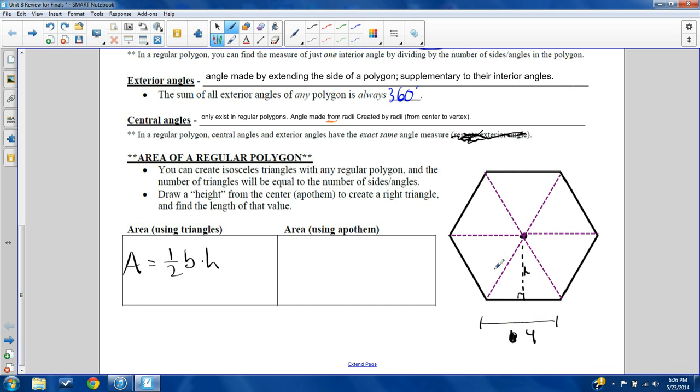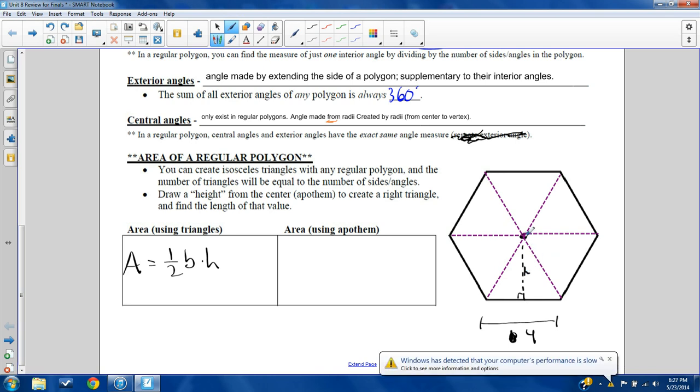I'm not using 6 because everything here is 6. It's a six-sided shape, there's 6 triangles, whatever. Length of this side is 4. Then they say, find the area. And then you're like, how the heck am I supposed to find this h?